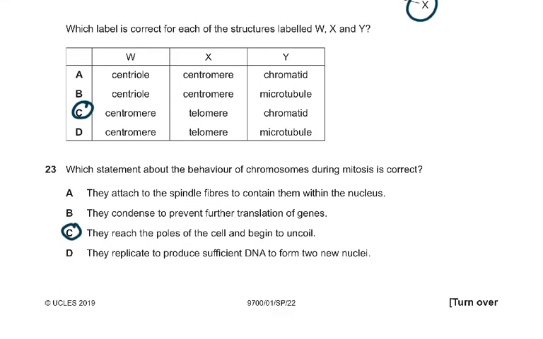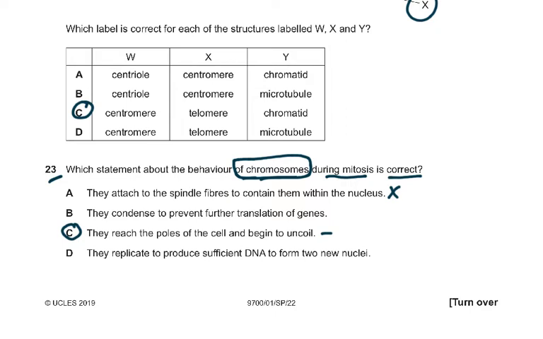Then coming to question number 23, which statement about the behavior of chromosomes during mitosis is correct? They reach the poles of the cell and begin to uncoil. Now you see where you're going to read this question wrong is you did not read this. So this was wrong. They attach to the spindle fibers to contain them within the nucleus. No, the nuclear membrane has disintegrated. They condense to prevent further translation of genes. No, that is not the case.